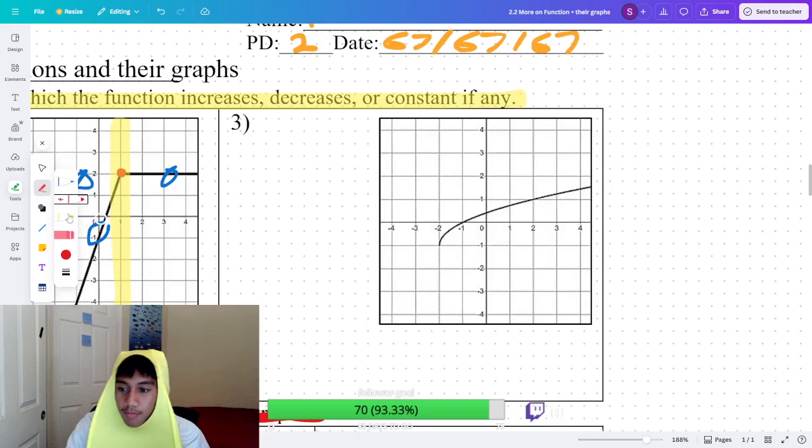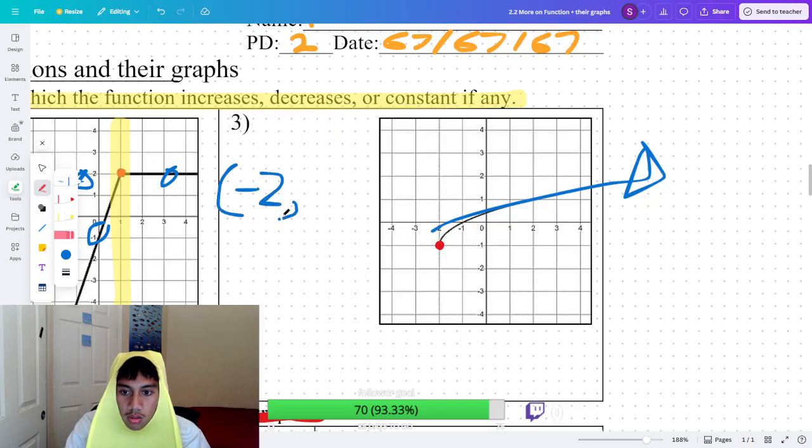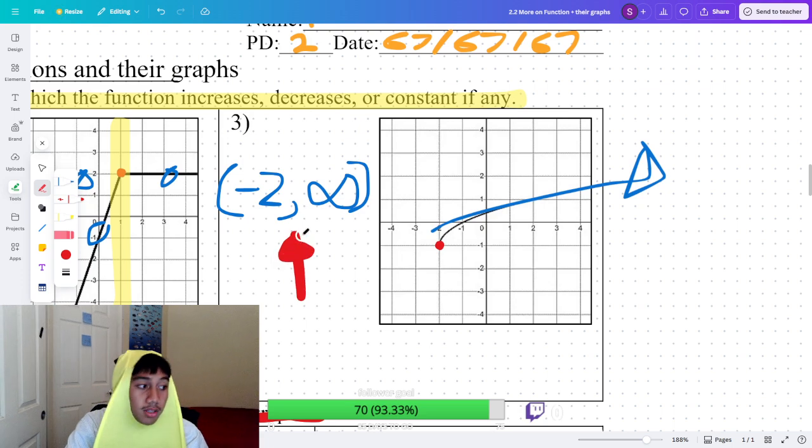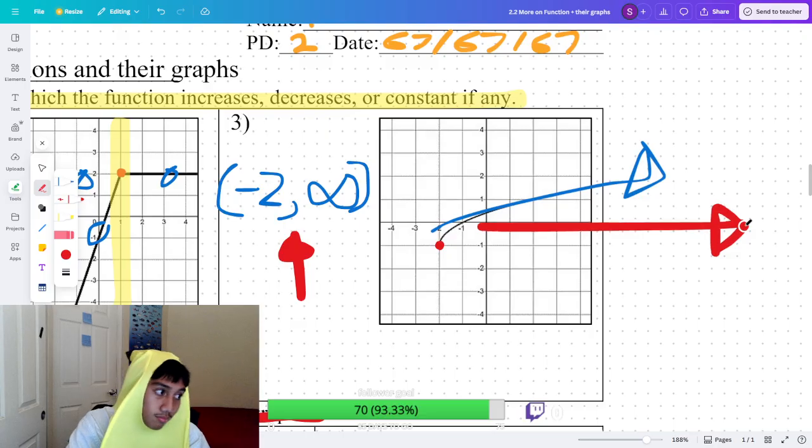Question number 3. We have a little wonky function action over here, but nothing Banana Joe can't handle. Anyways, we don't need to highlight anything because the graph only goes in one direction, which is this way. So Banana Joe will only draw one point, which is negative 2 onto infinity. Now, where does the direction go, Banana Joe? It goes up. It goes all the way up. It is infinite. It is increasing. It is not constant, because a constant would look like that. You dig?